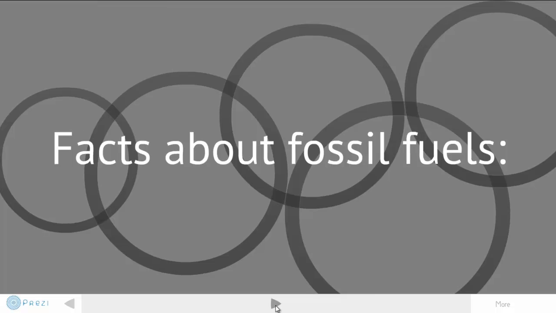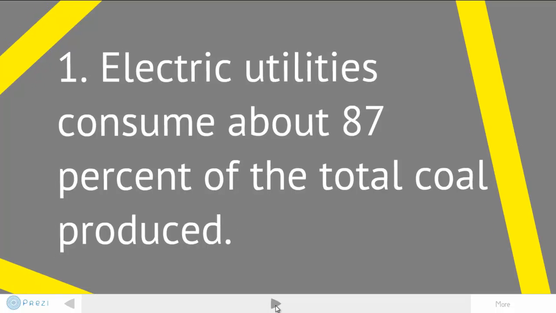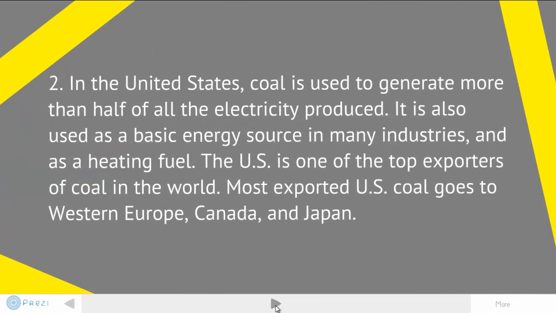Facts about fossil fuels. Coal. Electric utilities consume about 87% of the total coal produced. In the United States, coal is used to generate more than half of all electricity produced. It is also used as a basic energy source in main industries and as a heating fuel.